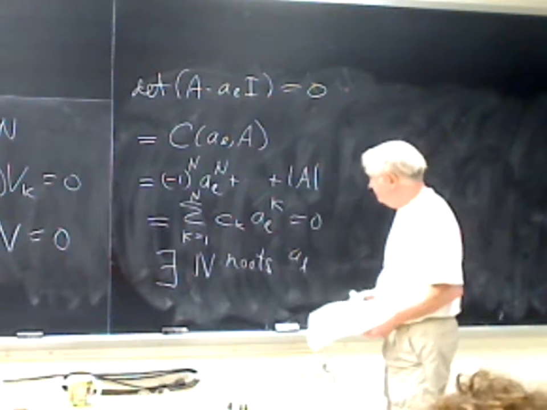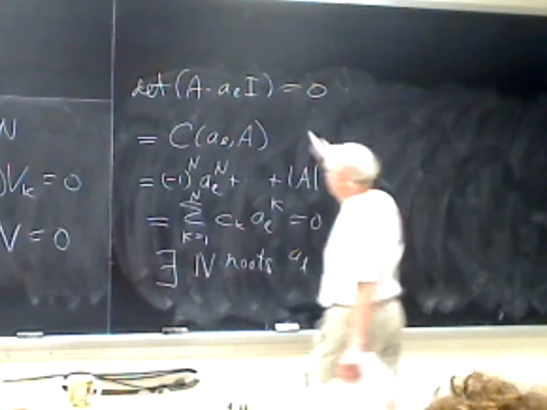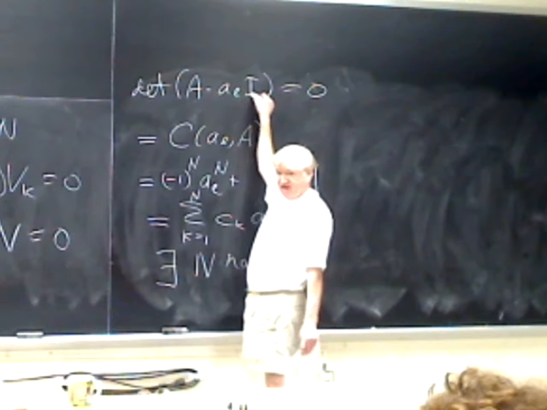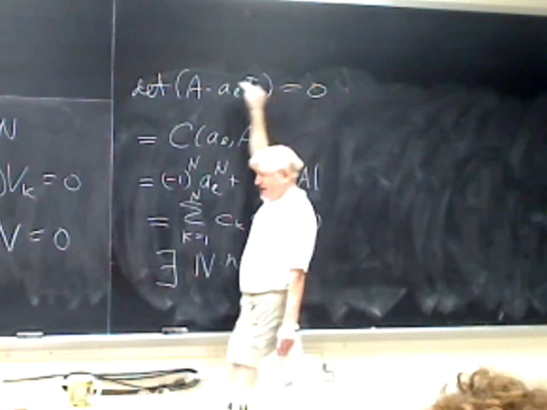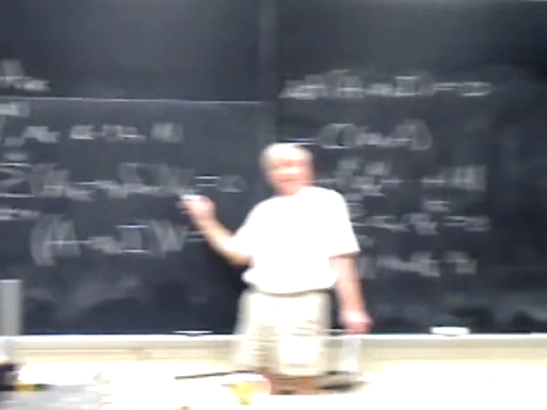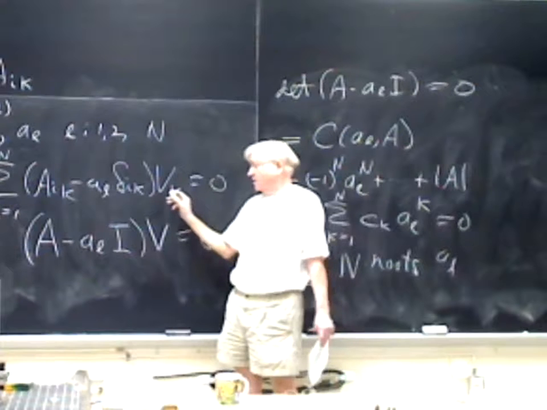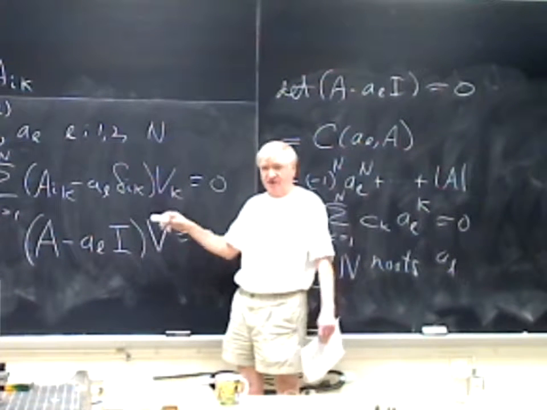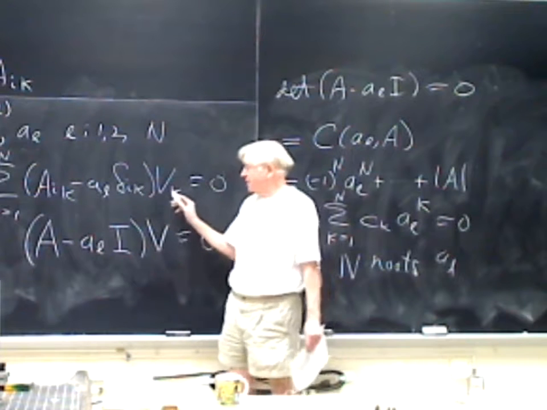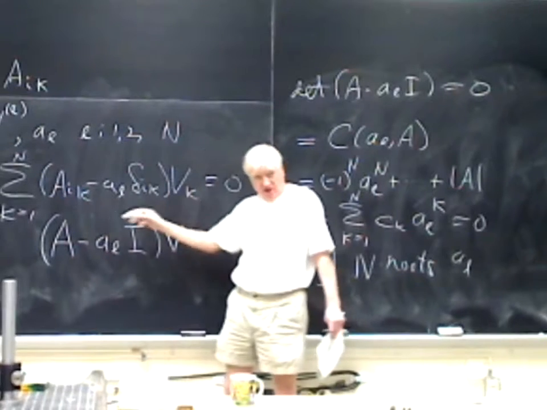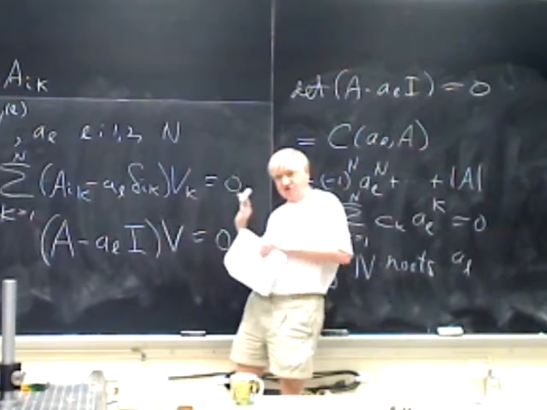And for each one of them, the columns of the matrix A minus a_L times the identity are linearly dependent. And that means that we can find numbers b_k, not all of them zero, but some of them non-zero, such that b_1 times column 1, plus b_2 times column 2, and so forth, added up gives you 0.